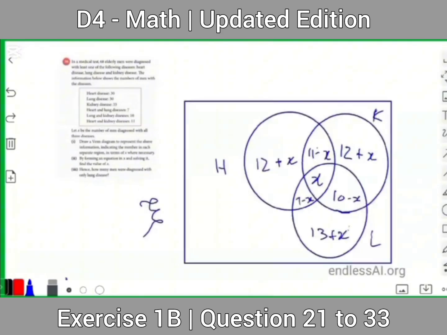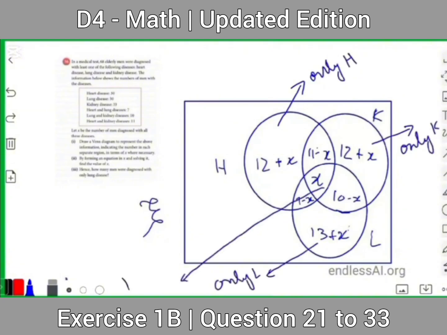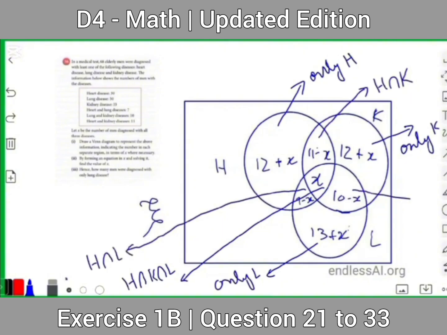Now we have drawn a Venn diagram to represent the above information and indicating the number in each separate region in terms of x. So we have three sets H, K, and L, and this region is only H, people having heart disease only. This region shows only K. This region shows only L. This region shows H intersection K intersection L. This region is H intersection K. This region is H intersection L, and this region is K intersection L. So this is the Venn diagram that represents the above information in terms of x.